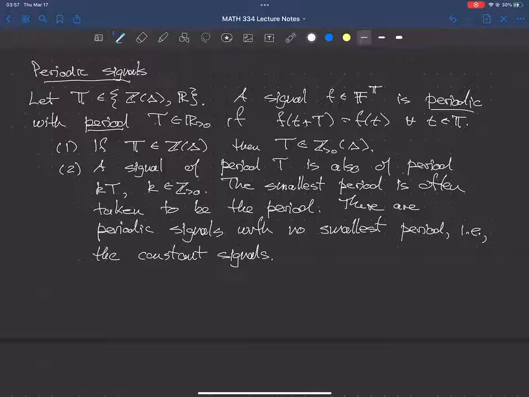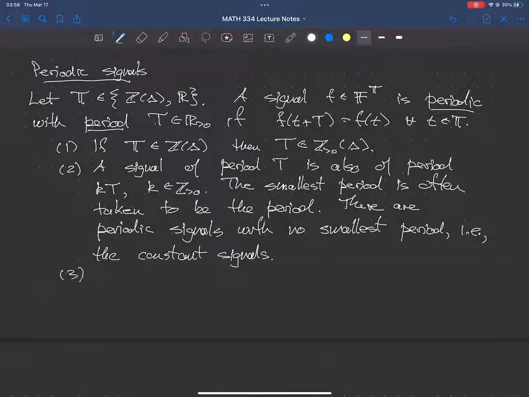But actually, for us, as we'll see later today, we're going to be fixing a T, and then talking about spaces of signals with that period. And so it's possible that you could have signals with that period that have a smaller period, so that have a period which is T over k for some k, or which don't have a smallest period. All right, so that's how we're going to be approaching this typically, by fixing a period and then talking about signals with that period.